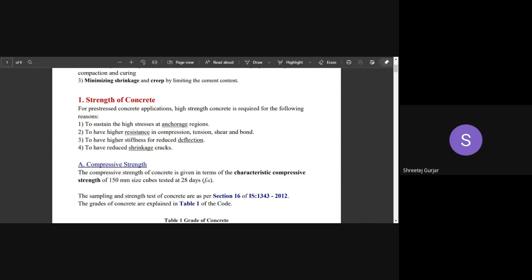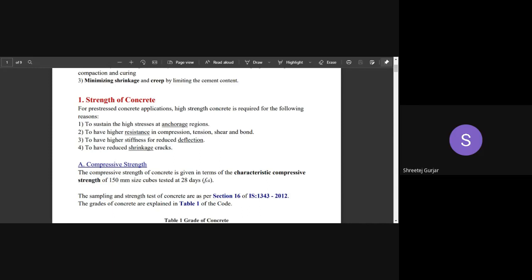Coming to your second point, to have higher resistance to compression, tension, shear, and bond. Your pre-stressed concrete has a lot of compression. We apply pre-compression to your concrete, and it should not develop tension. Your PSC members are usually tension free members, wherein there is no tension throughout your section. So it should be able to resist all of this. It should be able to resist your compression forces, tension forces, shear forces, and it should have good bond. So for all these reasons, we require high strength concrete.